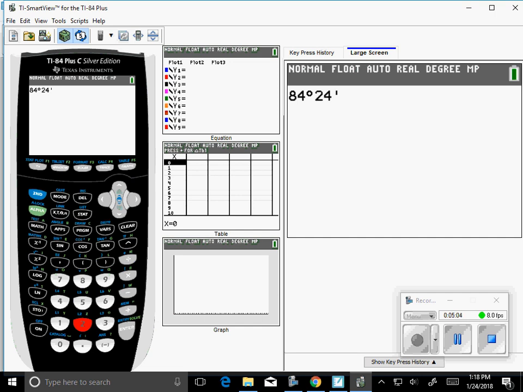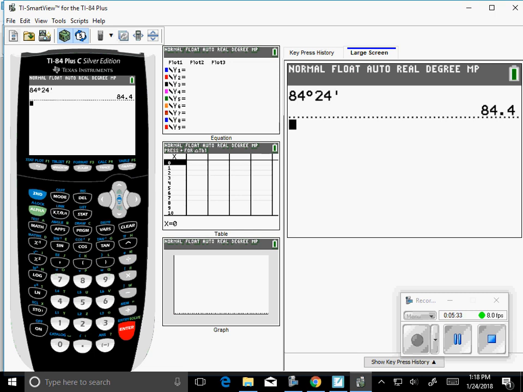Somebody that's not currently typing this in right now, tell me what 24 divided by 60 is. 0.4. Okay, so this should be 84.4 degrees, right? Because it's 84 degrees and 24/60ths of a degree. Let's see if we got it right. Yeah. That was a good sound. That wasn't supposed to be like that was wrong. Hopefully you all heard that.